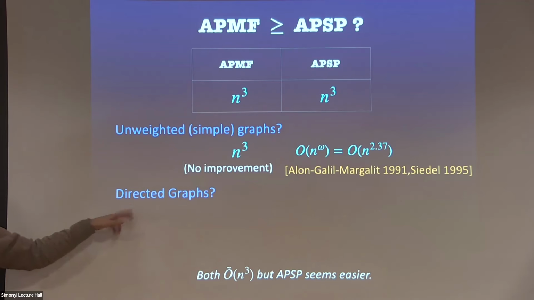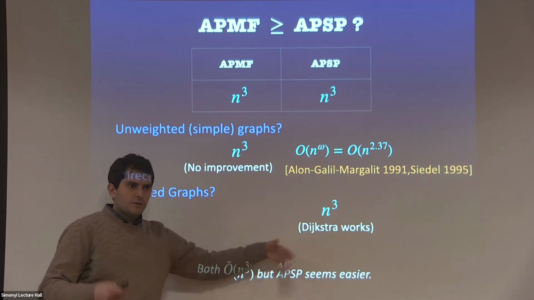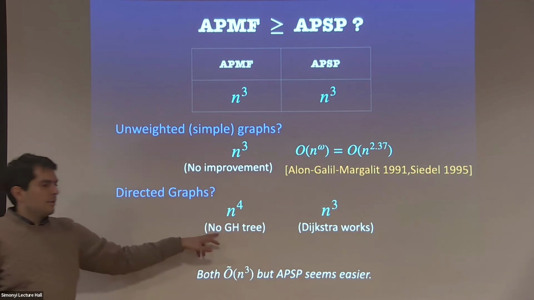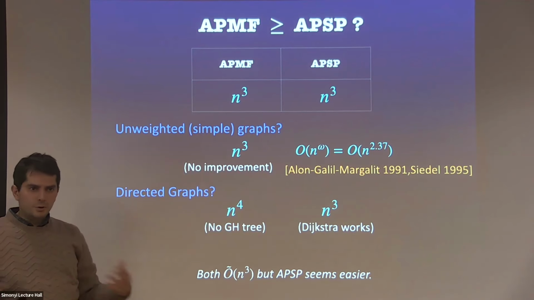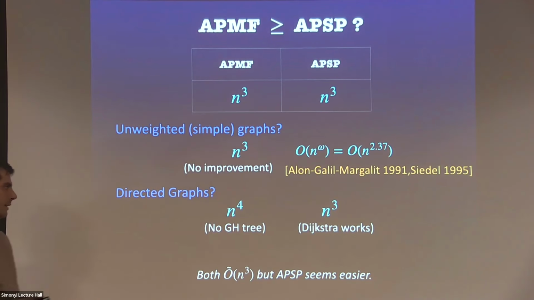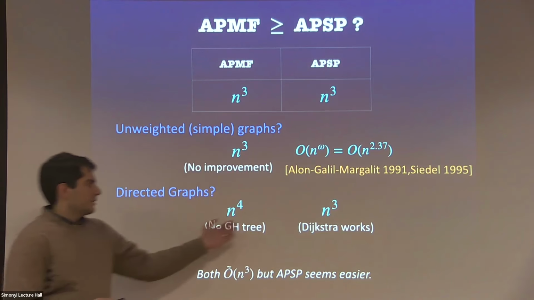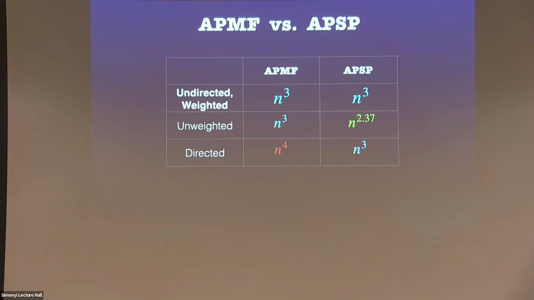And if you look at directed graphs, another interesting setting, for shortest path everything still works, so you still get n cubed. But for max flow, this Gomory and Hu result fails. Directed cuts are just much more complicated than undirected. You can prove that there isn't such a thing as a Gomory and Hu tree. So the best we know is n to the 4, which is much higher than shortest path. So in these two settings, we do have separations. These are just some reasons to think that max flow is harder. So that's where we're at. We feel like max flow is harder.